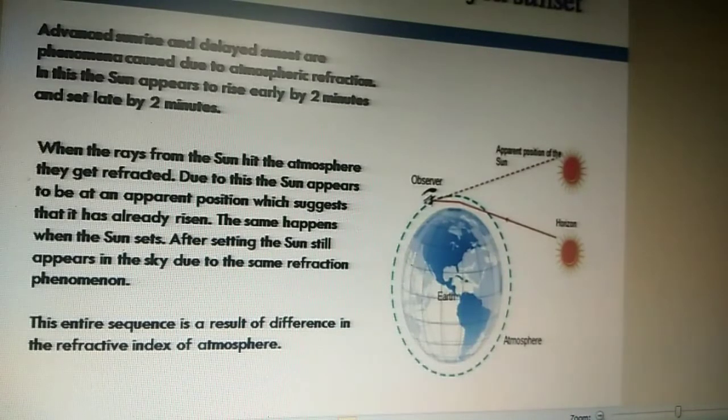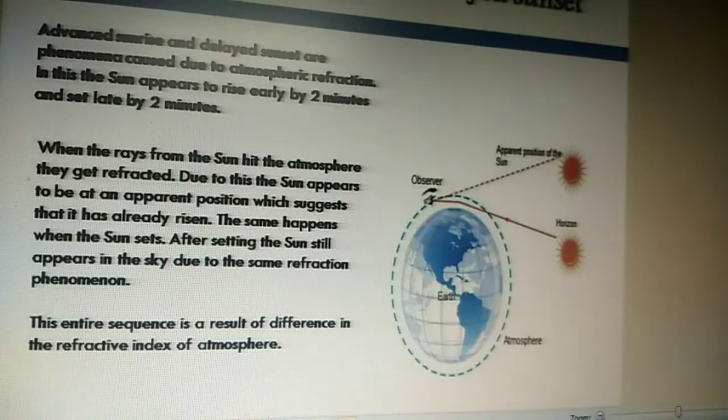Next, why can we see the sun 2 minutes before sunrise, and after sunset also see the sun for 2 minutes? That means the day is extended for us, where daylight is received 4 minutes extra each day, because sunrise is 2 minutes early and sunset is 2 minutes late. This is also due to the phenomenon of atmospheric refraction.